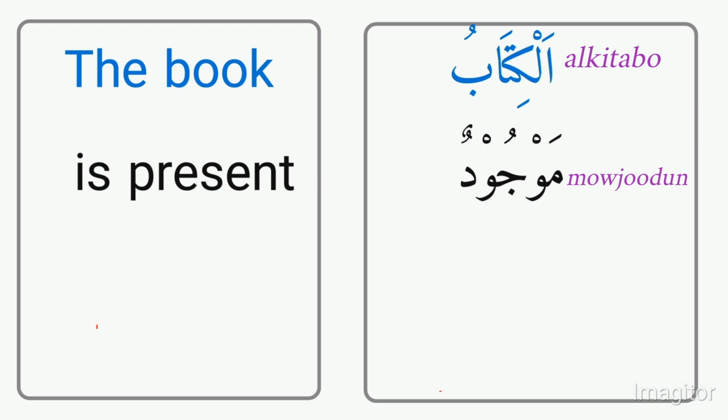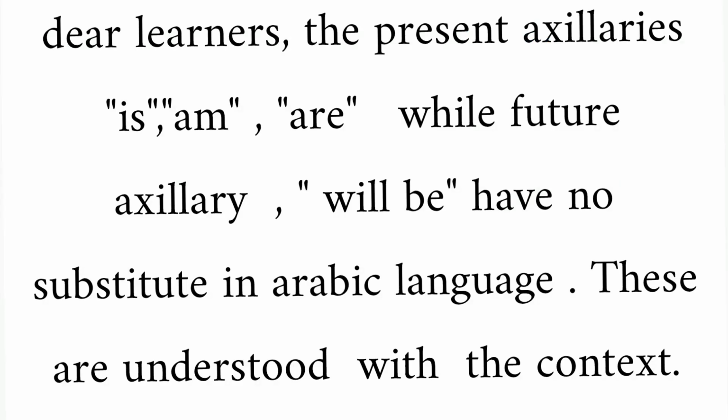الكتاب موجود. Meaning, the book is present. Dear learners, the present auxiliaries is and are, while the future auxiliary will, have no substitute in the Arabic language. These are understood with the context.